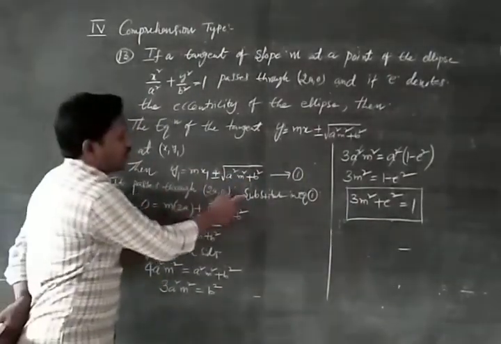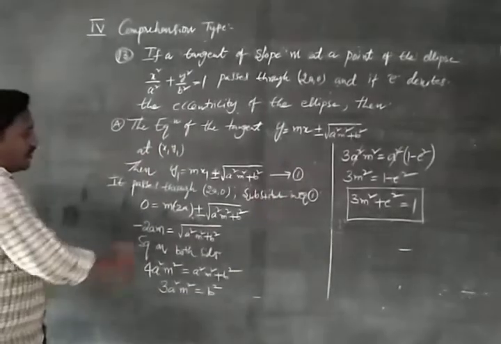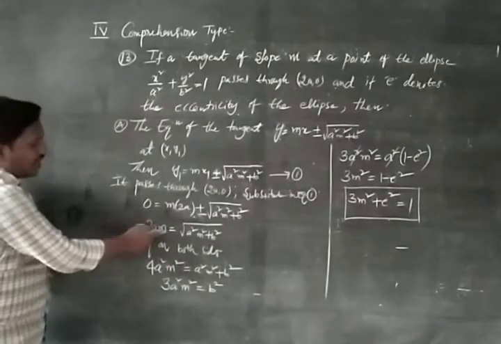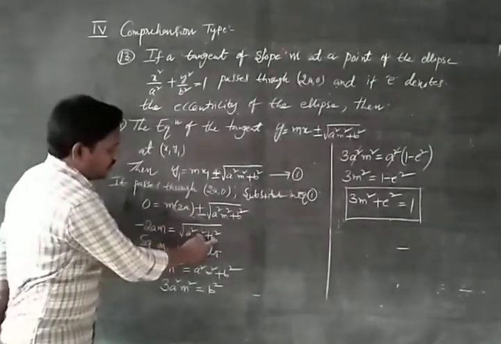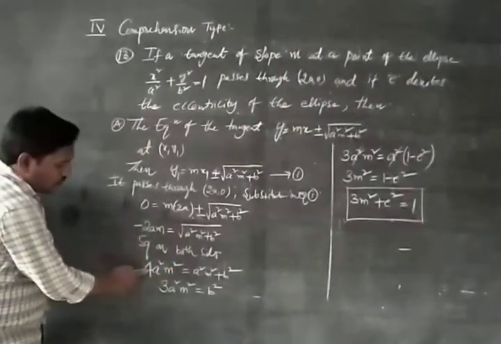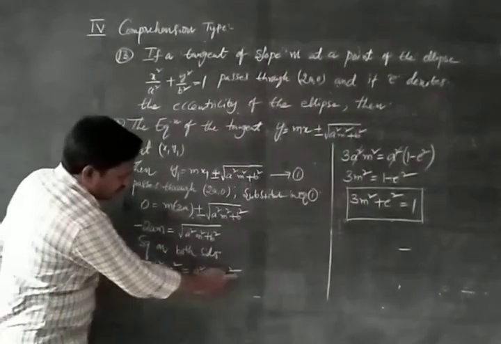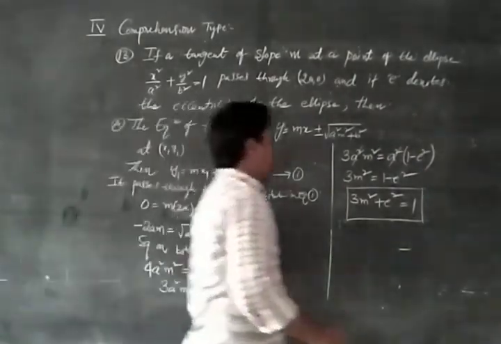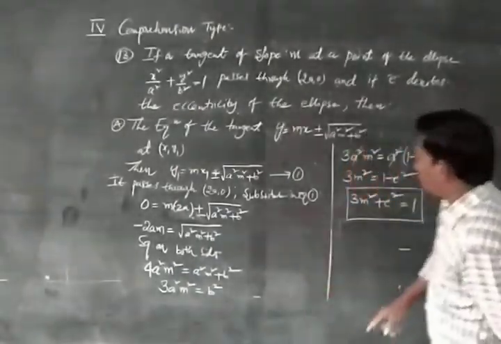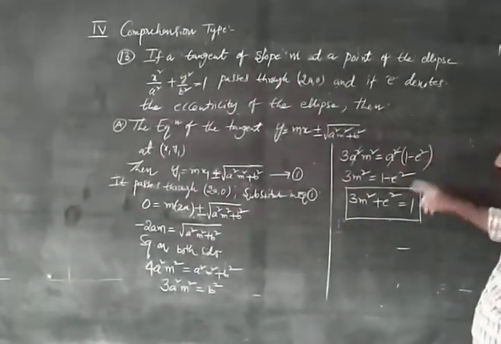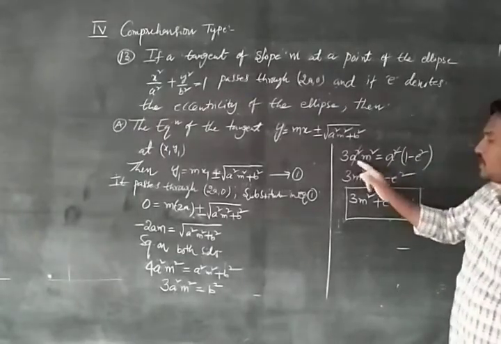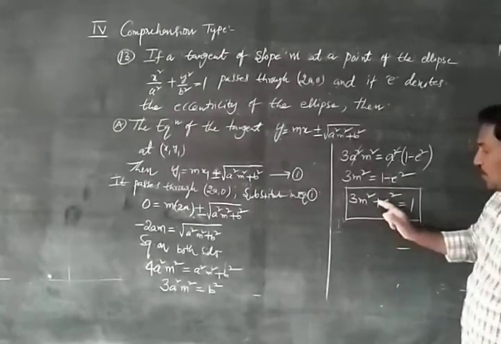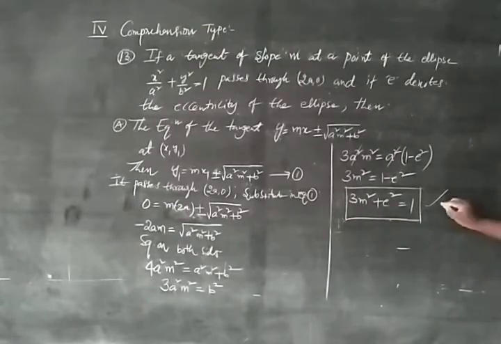It passes through 2a comma 0, substitute in equation 1. Okay, 0 equal to m into 2a plus or minus root; by the transposition, minus 2am equal to root of a square m square plus b square. Squaring on both sides, 4a square m square equal to a square m square plus b square. By the transposition 3a square m square equal to b square. b square equal to a square into 1 minus e square, from that formula a square cancel. 3m square equal to 1 minus e square. By the transposition 3m square plus e square equal to 1. This is the answer. Right.